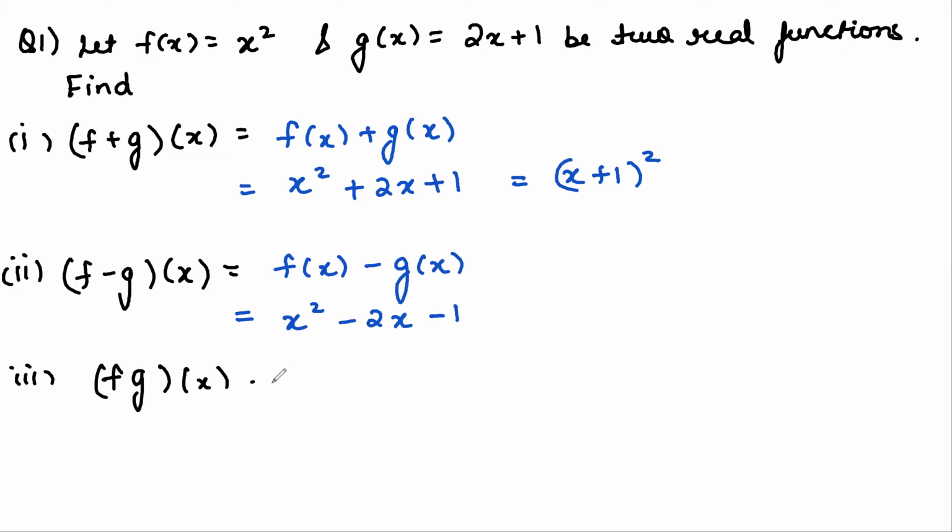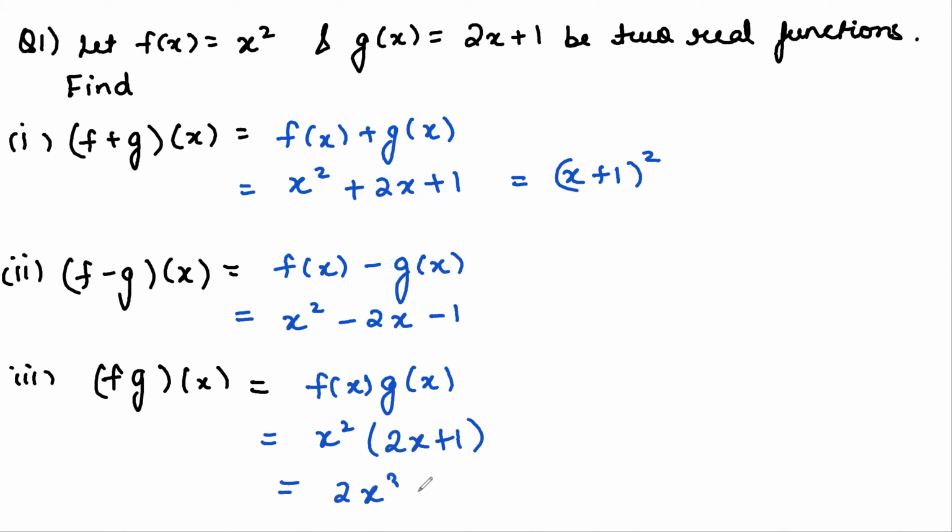So what will this be equal to? This was defined as f(x) into g(x). So what is f(x)? It is x square, and g(x) is 2x plus 1. So this becomes 2x cube plus x square, right?